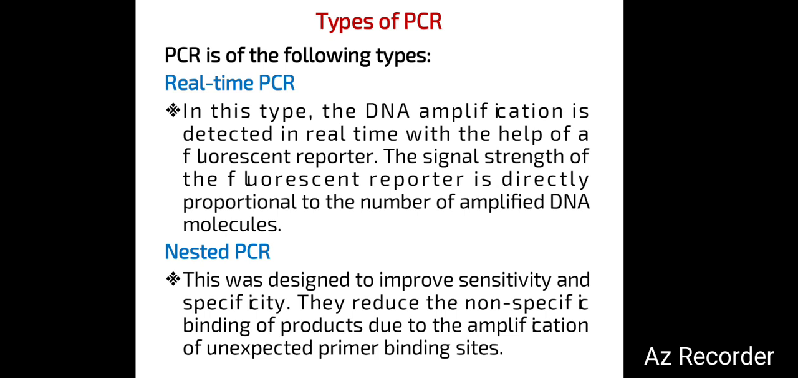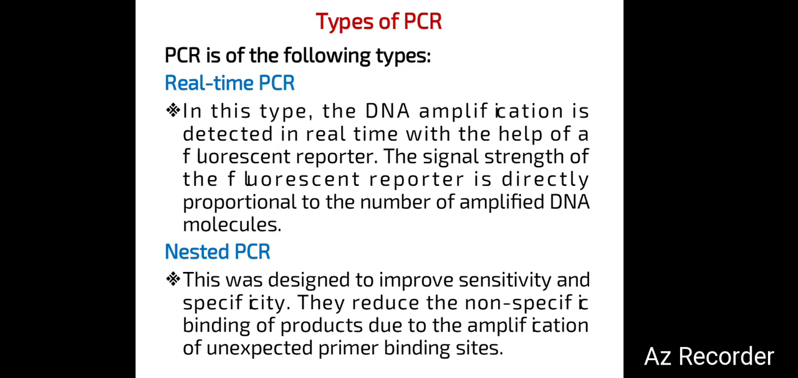First, real-time PCR. It's also called qPCR. In this type, the DNA amplification is detected in real time with the help of a fluorescent reporter. The signal strength of the fluorescent reporter is directly proportional to the number of amplified DNA molecules. Nested PCR improves the specificity and reduces errors. It was designed to improve sensitivity and specificity. It reduces the non-specific binding of products due to the amplification of unexpected primer binding sites.